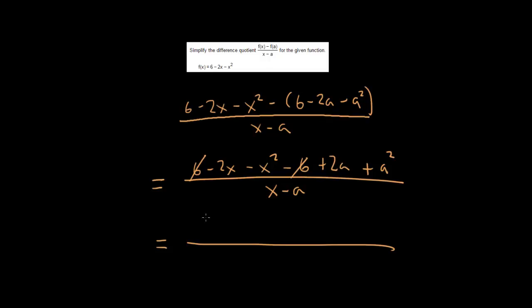So let's group the ones with a 2 together. I'm going to do the 2a, the positive, first. So 2a minus 2x, group those. And then let's group the a squared and the negative x squared. Don't lose any of those negative signs. So my a squared is still positive, my 2a is still positive, the 2x was negative and the x squared was negative. The denominator is still the same.